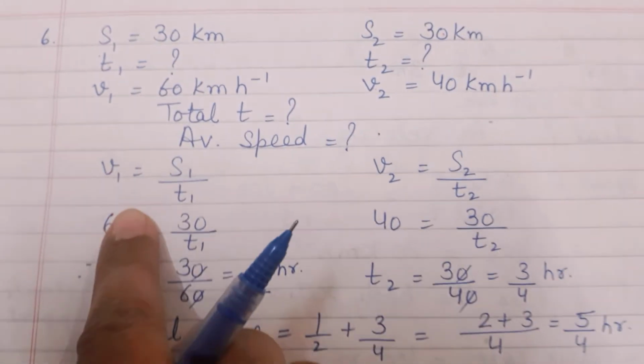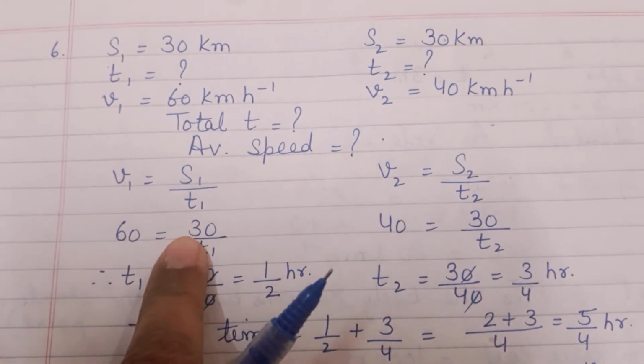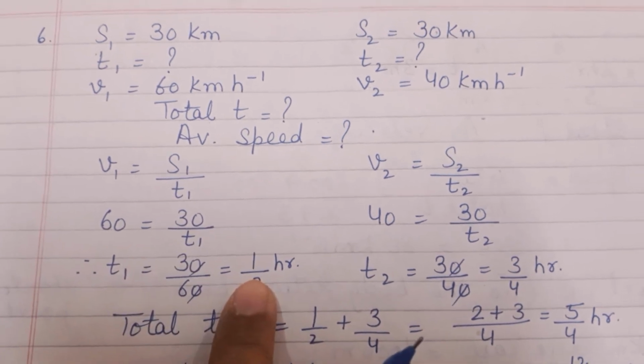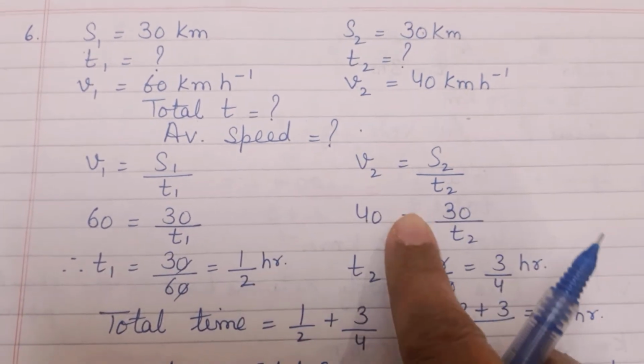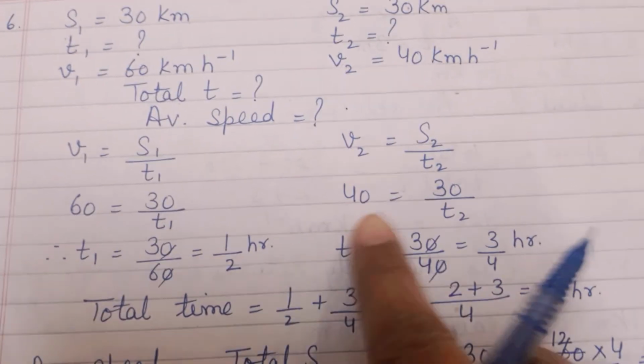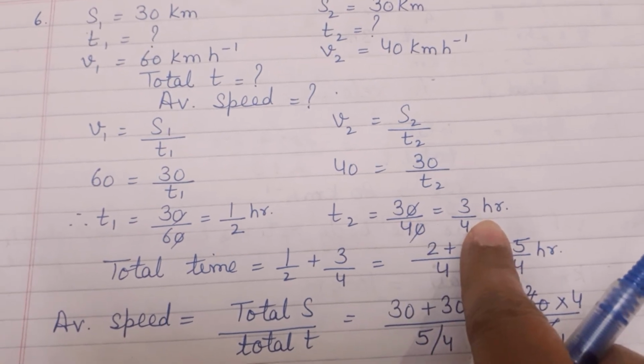First of all, in the first case, I am going to use the simple formula: speed is equal to distance upon time. Putting the values, I will find out the answer for T1. Similarly, for the second case also, I know the distance and speed. I can find out the time by using the formula and the answer is 3 upon 4 hours.